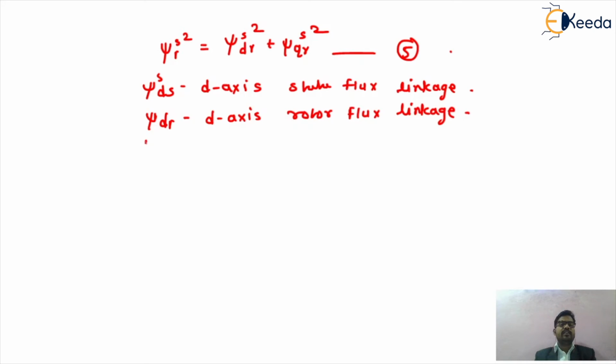Similarly, we can get the value of psi qr, which is the q-axis rotor flux linkage. So these are equation number 5. Now friends, we can get this in a different way.